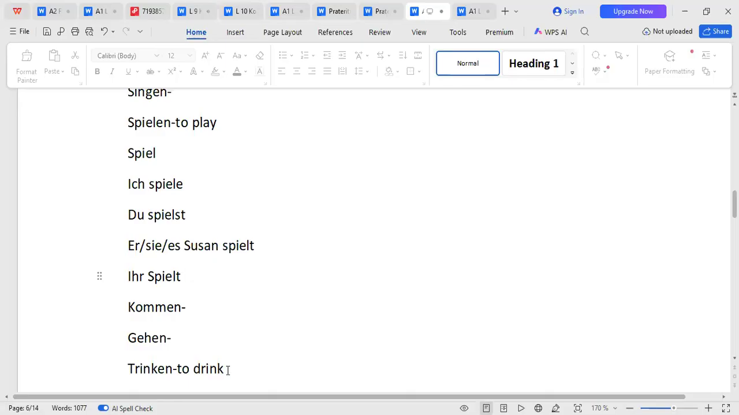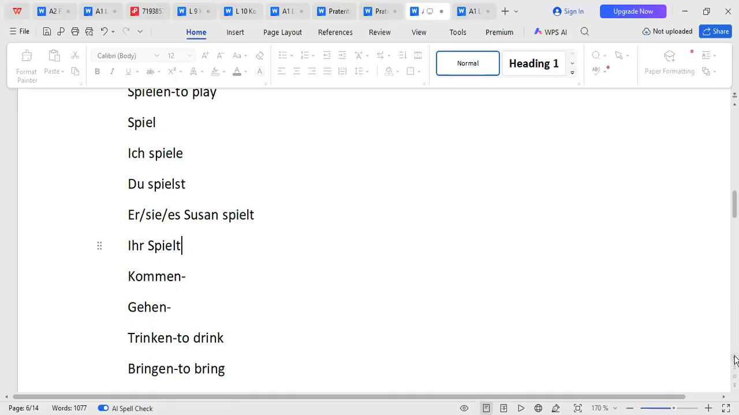So do for me, I want to see the trinken. Conjugate for me trinken. Follow the rule that I've been saying. Trinken is to drink. Conjugate trinken, please. Trinken and bringen in the comment section. Arrange your work the way I'm arranging mine. Bringen is to bring. Please conjugate. Conjugate trinken and bringen. Let me see from the answer section.